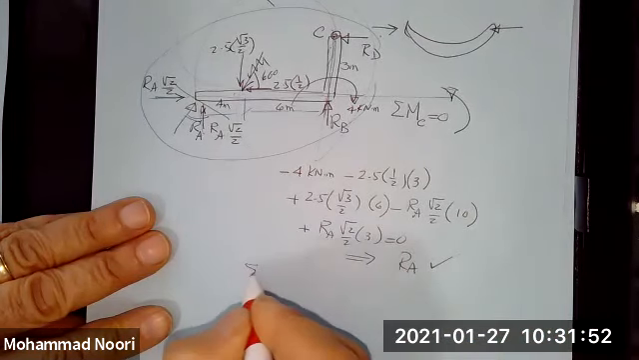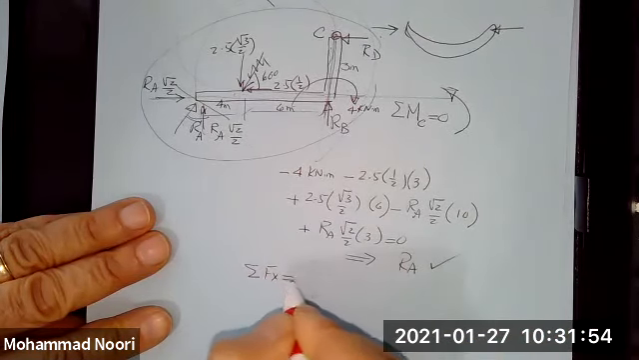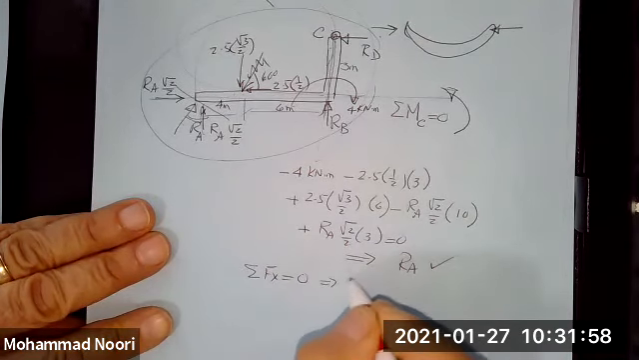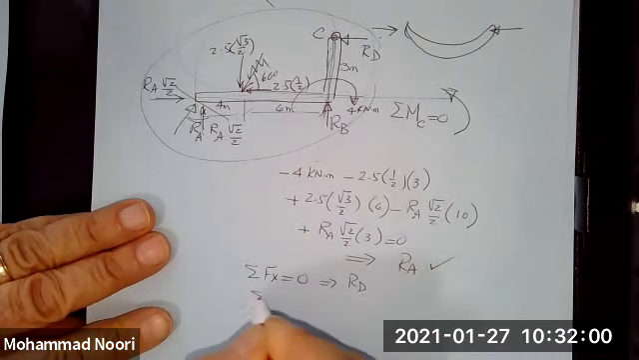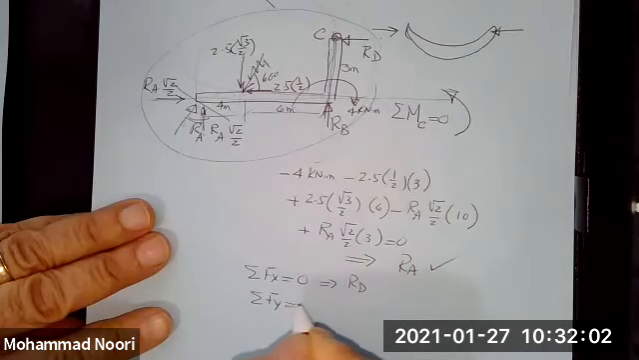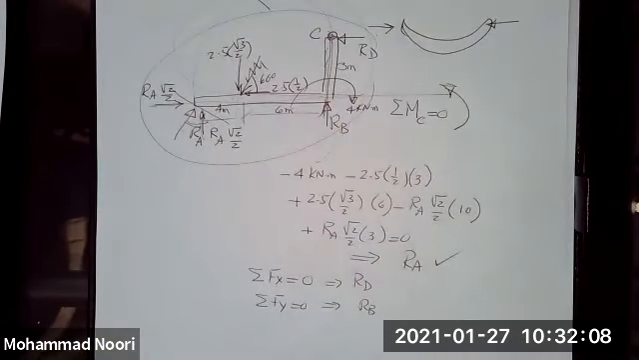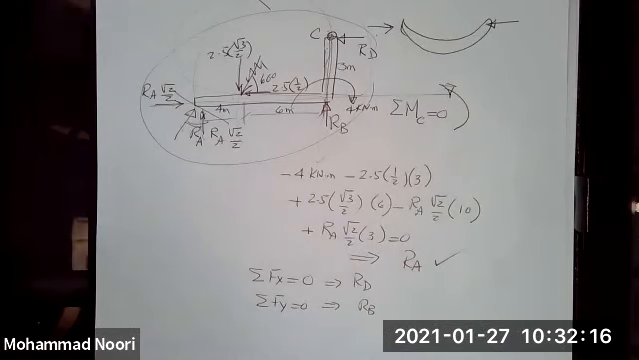Once you solve that, you write summation of forces along x equal to 0. That will give you RD. Summation of forces along y equal to 0 will give you RB. As I said, I'm not going through solving for numerical values here because I just wanted to introduce this concept. Next problem, I'm going to fully solve.